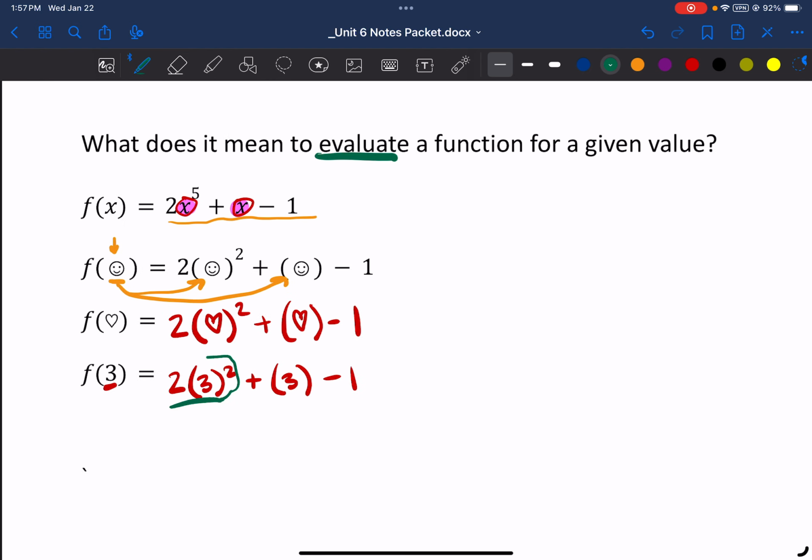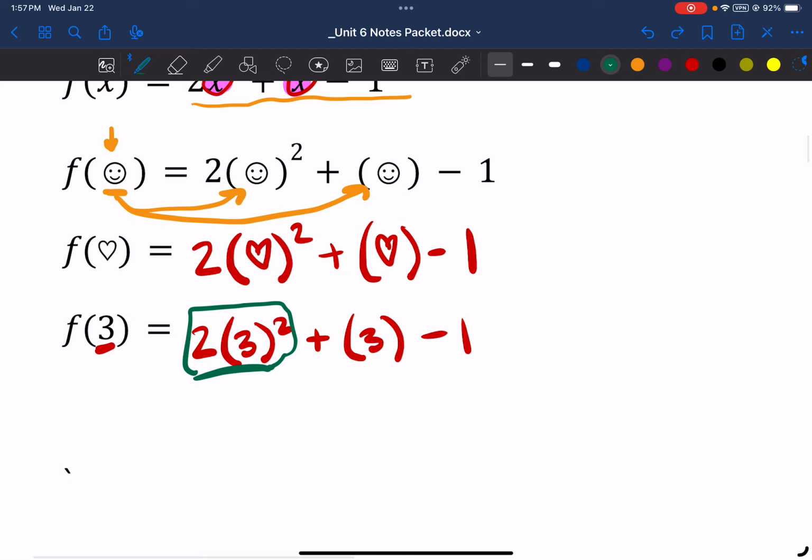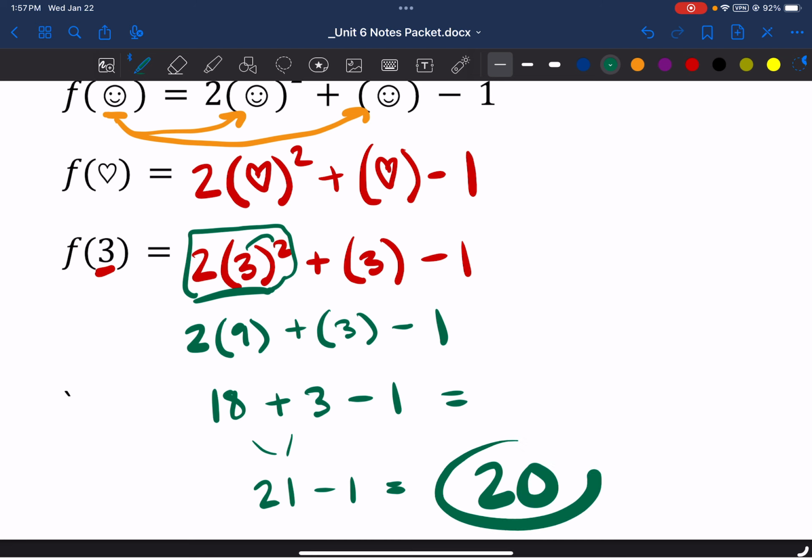In this situation, the question is always, do I multiply the 2 and the 3 first, or do I square the 3 first? Well, order of operations tells us exponents come before multiplication. So we square it first, and this is going to be 9. 2 times 9 is 18, plus 3 minus 1. 18 plus 3 is 21, minus 1, and our answer is 20.